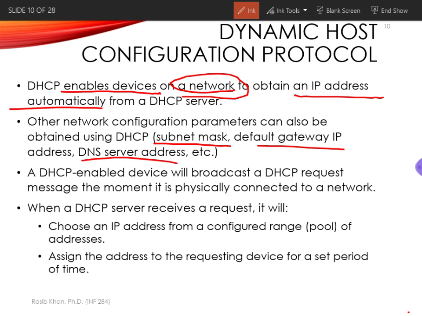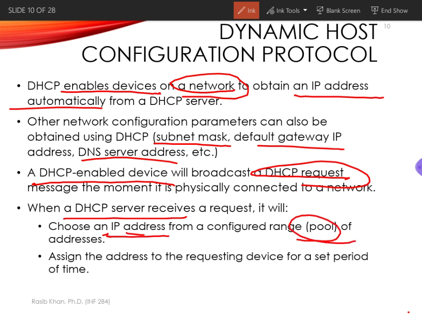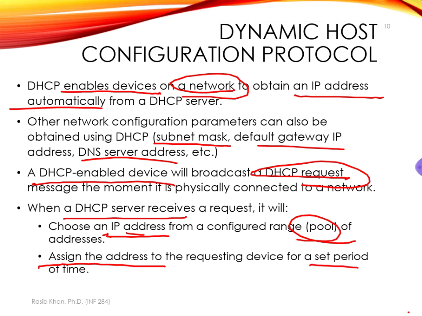And the idea is that whenever a DHCP-enabled device is connected to a network, it will immediately broadcast a DHCP message or a DHCP request to find the DHCP server which is present on the particular network. Whenever the DHCP server receives the request, it will choose an available IP address from a particular configured range, which we generally call a pool. Then, based on the choice, it will assign the address to the requesting device for a particular period of time. We call it a lease period.